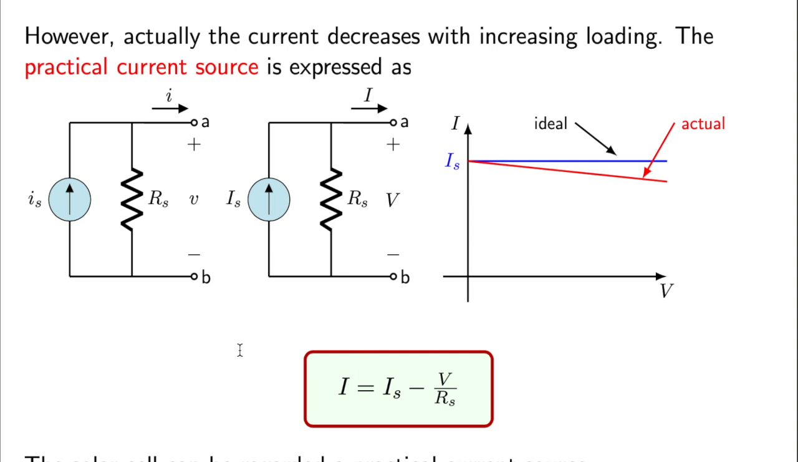Now although I am saying that the solar cell can be a practical example of a current source, when we connect a large inductor in series with a voltage source, it is emulated as a current source.